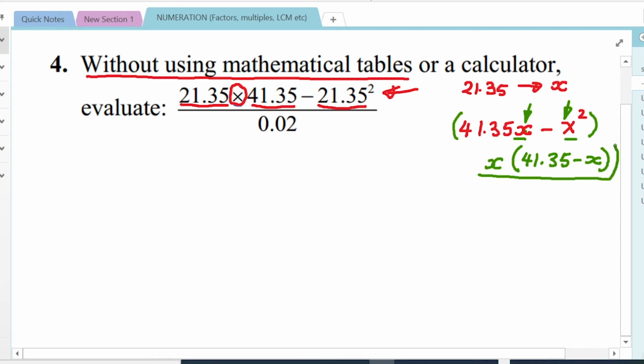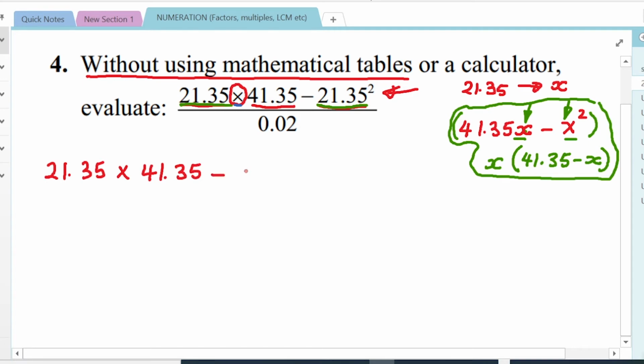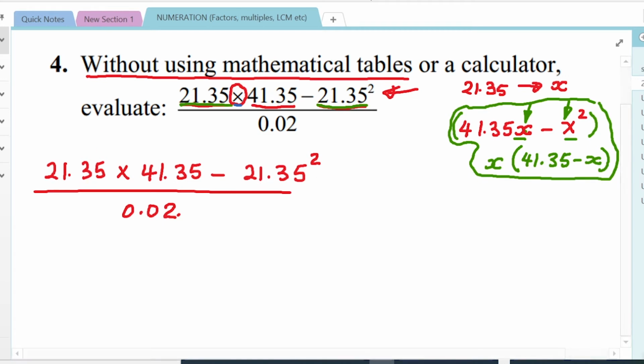This factorization, this is what they are testing. They want you to see if you know this. Only that this time they've not given you x, they've given you a number that is similar, this one and that one. Let me try and rewrite this here. 21.35, multiply that by 41.35 minus 21.35 squared. Divide that by 0.02. So, of course, this common number, we put it outside the brackets. It's the common factor.